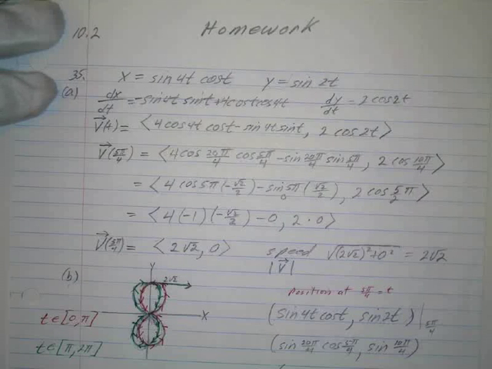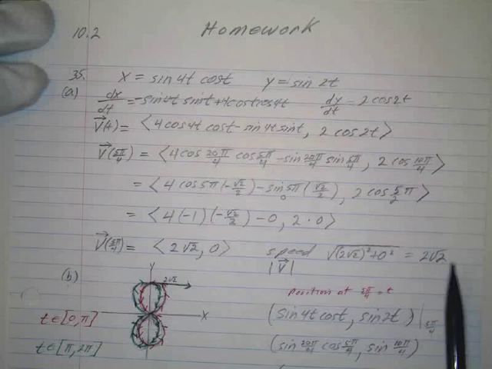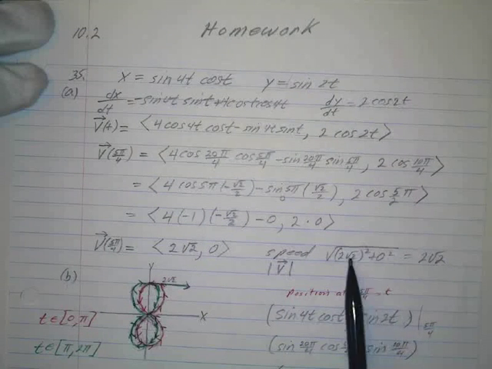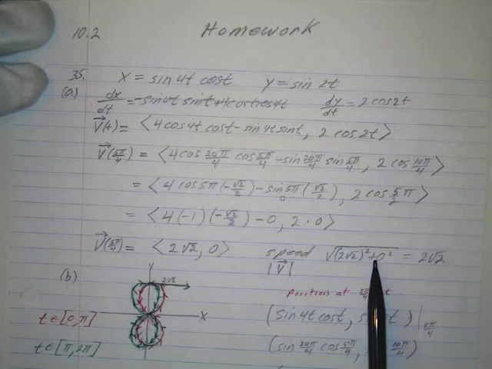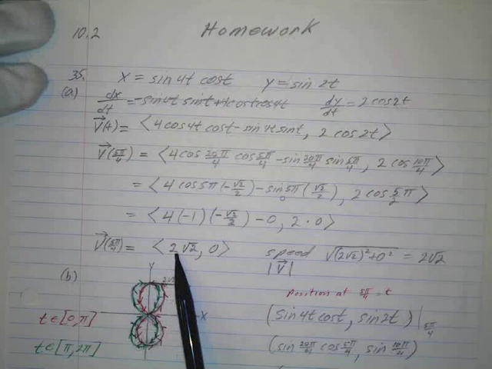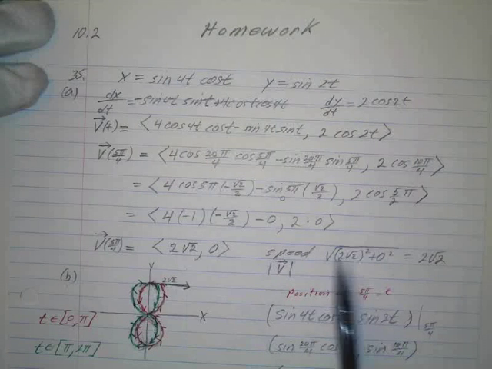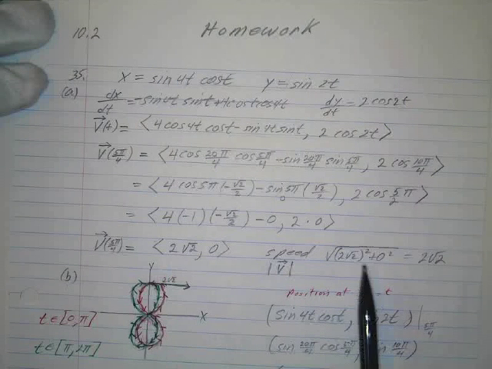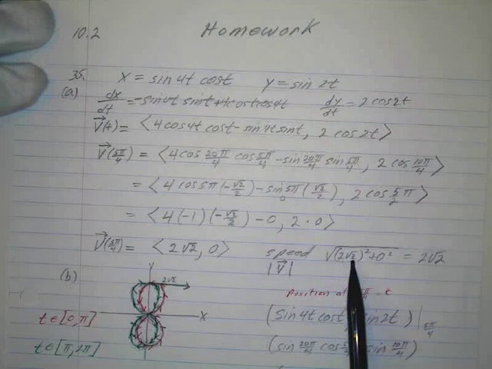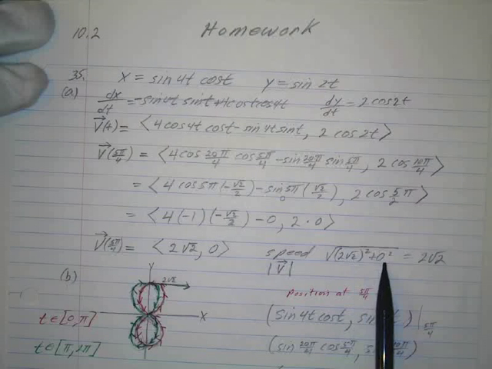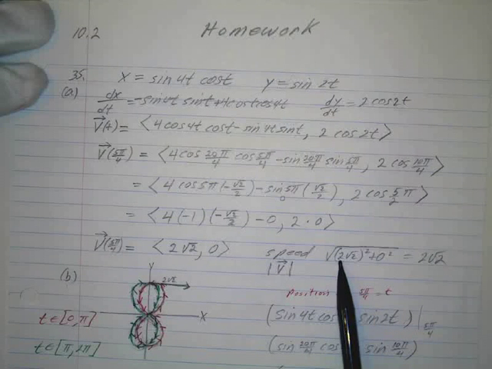Now remember, the speed is just the magnitude of the velocity vector. And there won't be any signs because it's always going to be the square root of a squared plus b squared, to be positive. So same thing. We just find the magnitude of this vector, which is the square root of the x component squared plus the y component squared. So that was just going to be square root of 2. And that was just going to be 4.